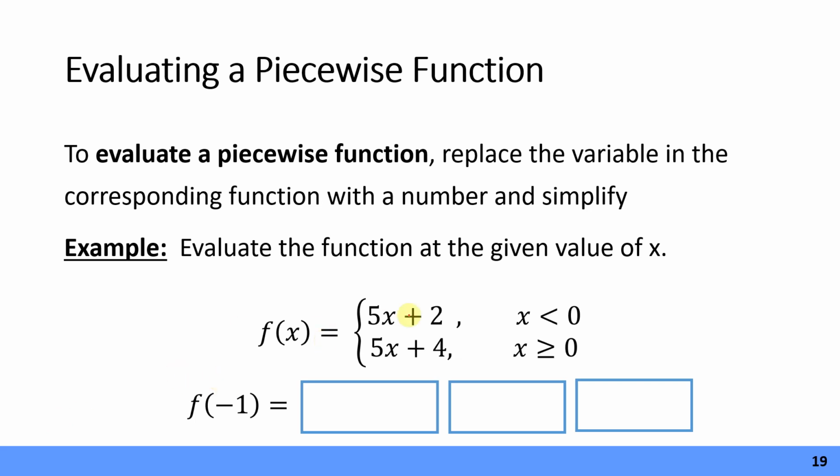So look at this. We have a piecewise function because we have two pieces, and we have conditions. This is what the conditions mean. The way you read this is x is less than 0.